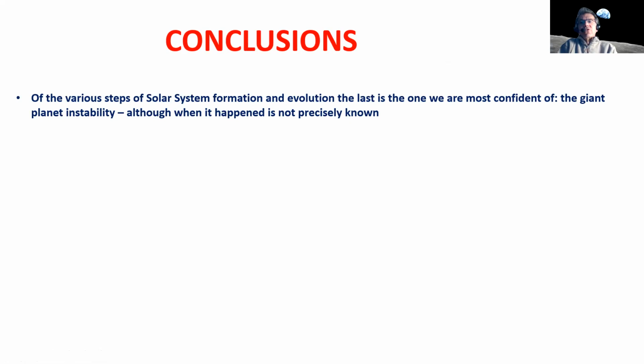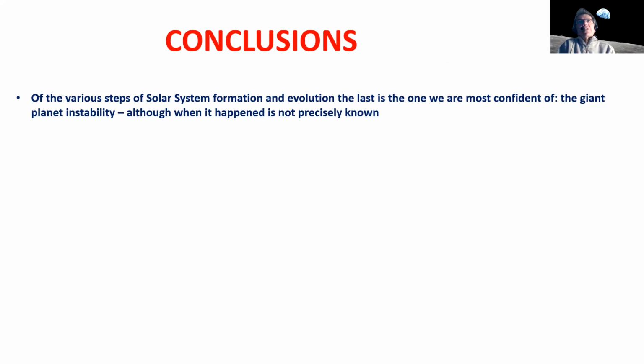So we can use strongly the constraints provided by the current distribution of planets and small bodies in the current solar system. It's the last step, so it's the easiest to reconstruct. Also, the physics is easier. There is no gas, there are no planet-disk interactions, there is no gas drag. It's much easier to simulate. That's why the Nice model was so successful.